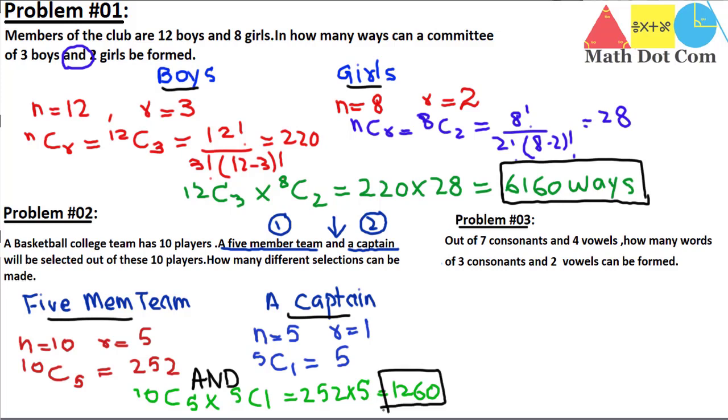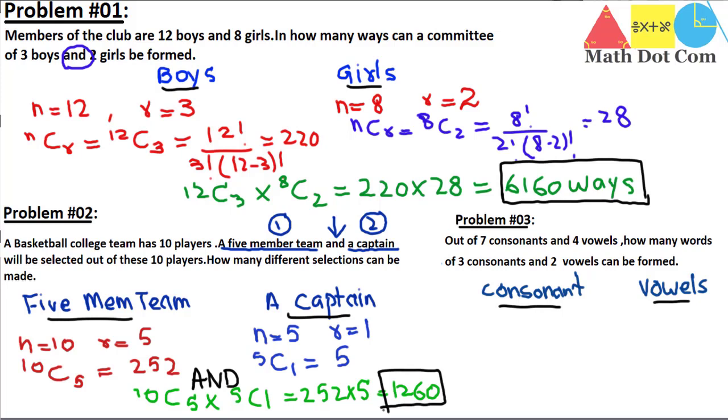Then we have problem number 3, in which we have, out of 7 consonants and 4 vowels, how many words of 3 consonants and 2 vowels can be formed? It is much related to problem number 1. So similarly, we can write here the vowels on one side and the consonants on the other side. So let's see how we can make the selection. Here we have to select 3 consonants out of the 7.